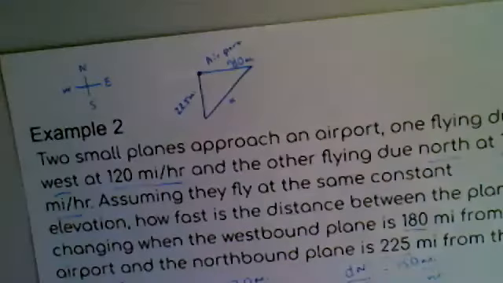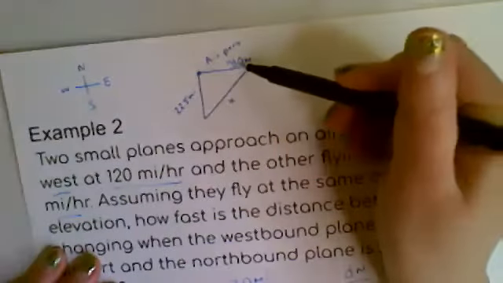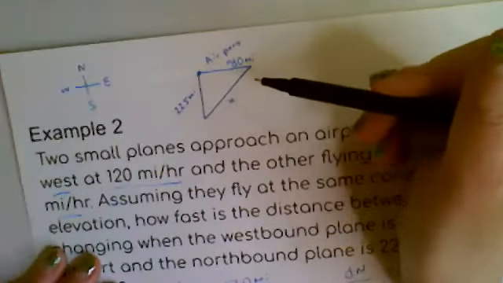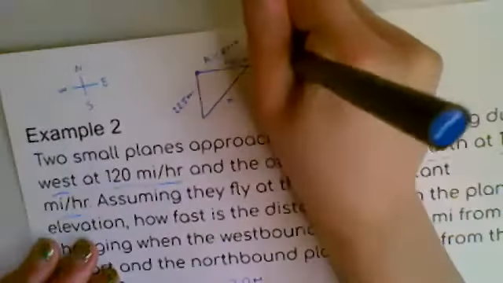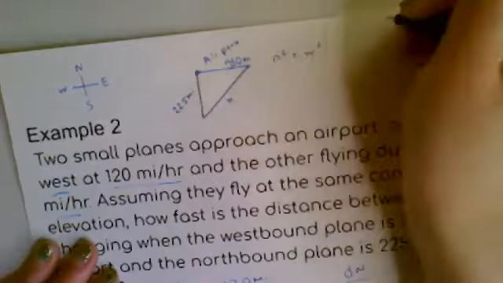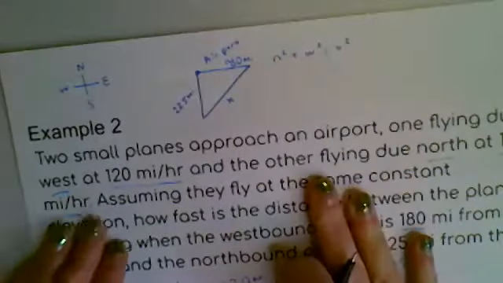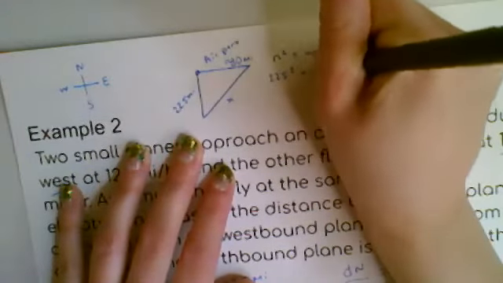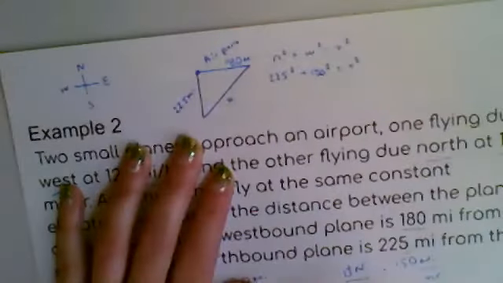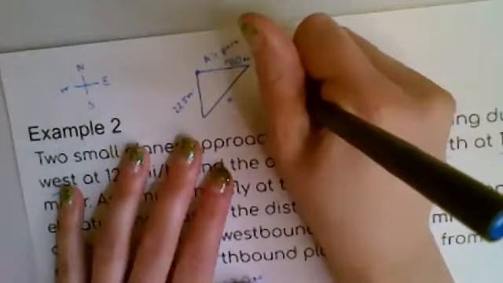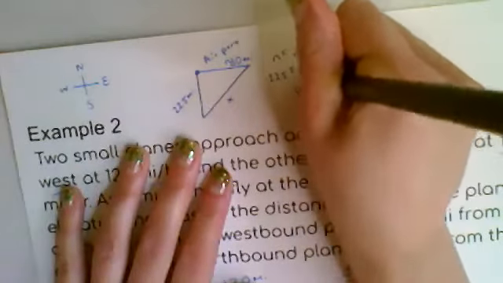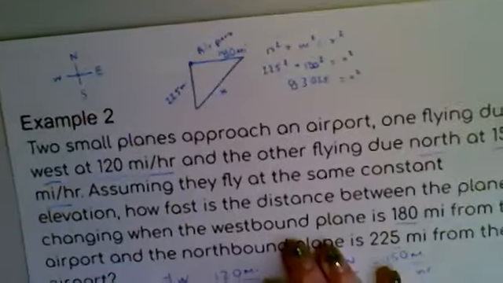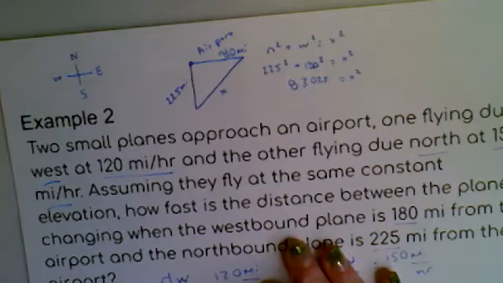So we could do Pythagorean theorem in which the two sides squared is going to equal my hypotenuse squared. So essentially I'm doing north squared plus west squared is going to give me x squared. So north was 225 miles, west was 180 miles. If I add those together, I am going to get that 83,025 is x squared. And I'm just going to leave it like that for right now, not take the square root because I don't want to round if I need to.